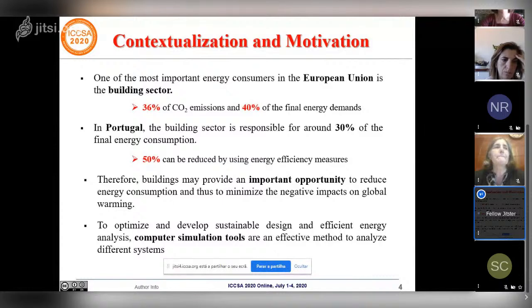Consequently, great challenges to achieve the decarbonization agenda of the European Union to make this sector energy efficient are occurring in the building sector. And for this purpose, the European Union has implemented several directives following the regulatory approach to optimize and develop sustainable design and efficient energy analysis. Computer simulation tools are, of course, an effective method to analyze different systems.